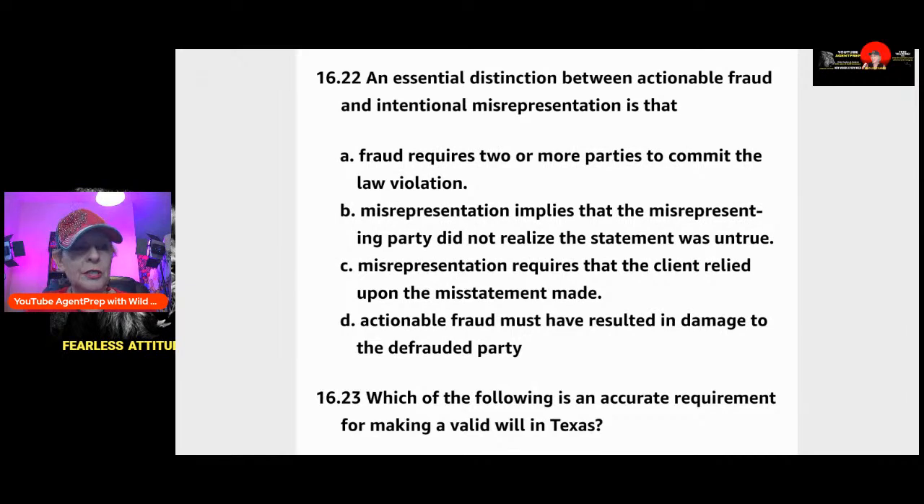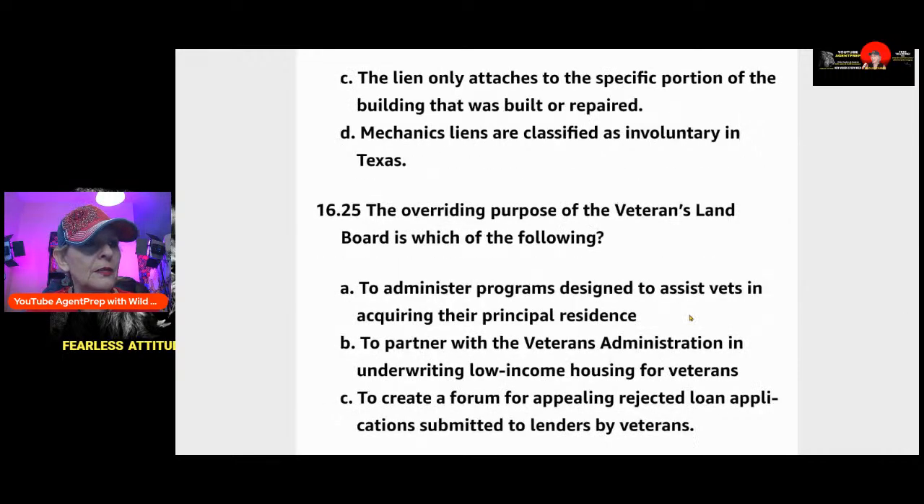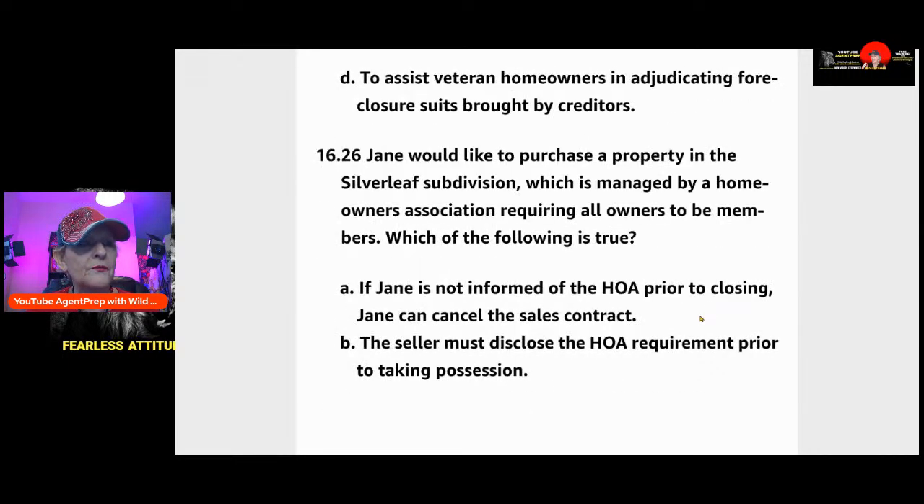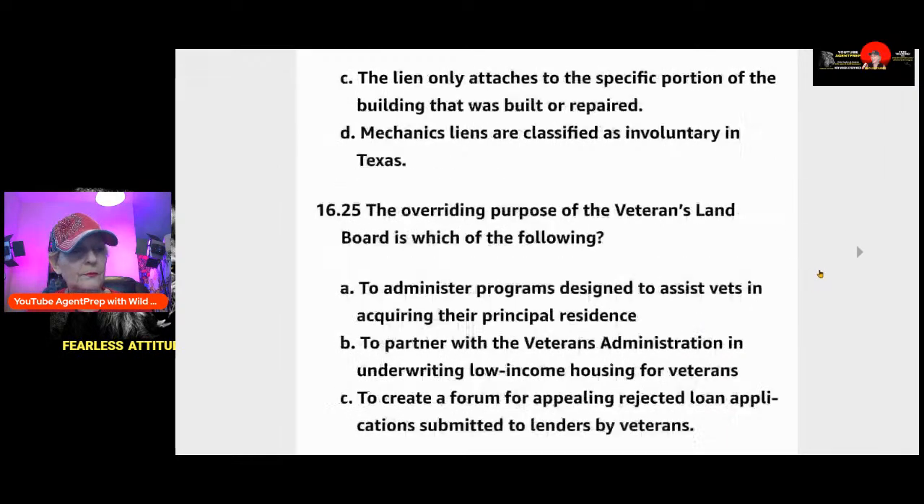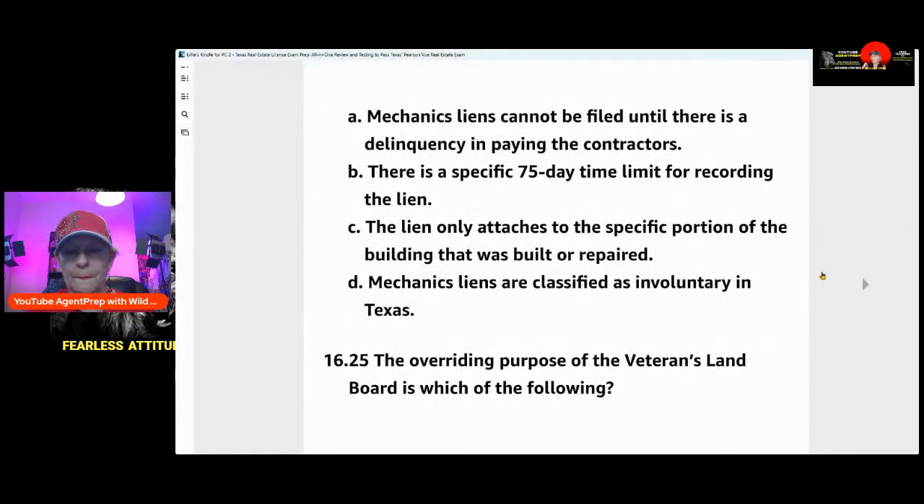Okay, any questions on Texas State? We're calling it a day for Texas State questions, or let me see how many are left. No, there's enough for next session. Any questions?